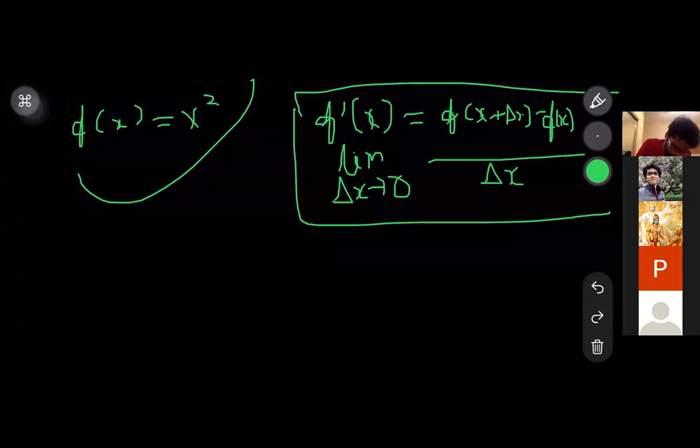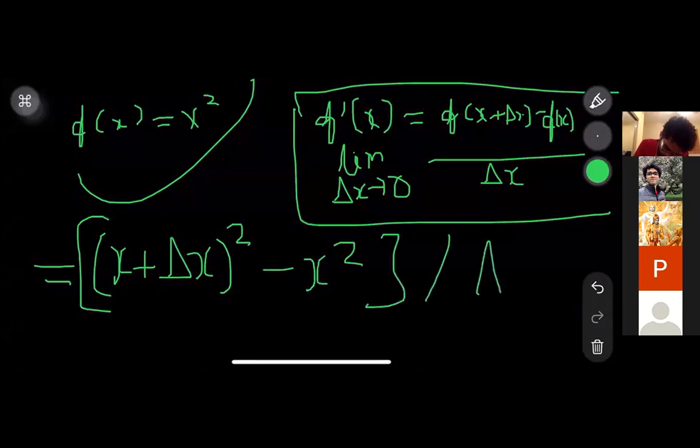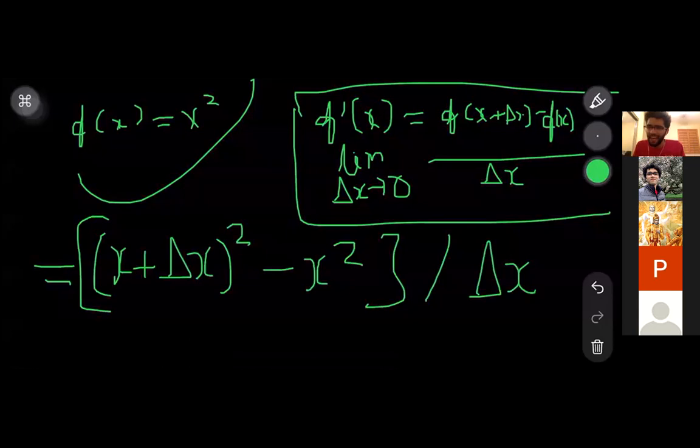So let us simplify. What is f of x plus delta x? That would be x plus delta x the whole squared, right? What do we subtract from that? We subtract f of x, which is x squared, and to the whole thing, we divide by delta x. So far, so good. That is why I sometimes prefer writing h, because delta x and x can get a little confusing when we simplify the bracket. But for our understanding at this stage, let us keep it delta x, but later we will switch to h as and when we need it.